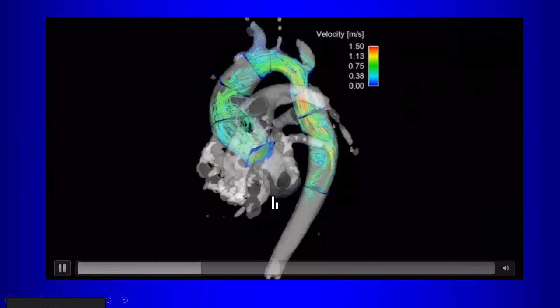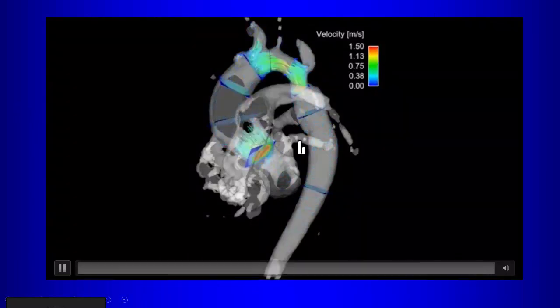So here's a nice example. It's color coded here, so the color here is higher velocity. Here we're looking at the aorta. What problem does this person have?